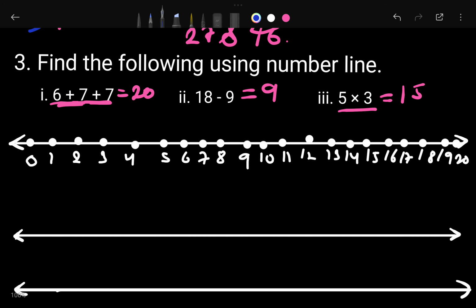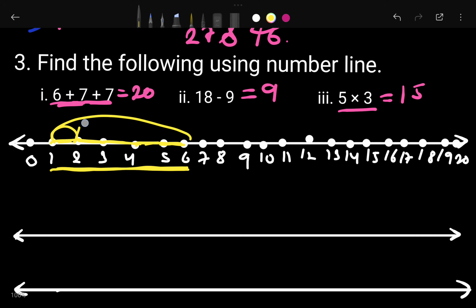So how will we represent this here? For representing this, we first go from 0 to 6. Why am I going from 0 to 6? Why am I not going from 1 to 6? If you go from 1 to 6, then what will happen? Let's count. From 1 to here, that is 1. From 2 to 3, that is 2. 3 to 4, that is 3. 4 to 5, that is 4. Here to here, that is 5. If you go from 1 to 6, it is 5 only.